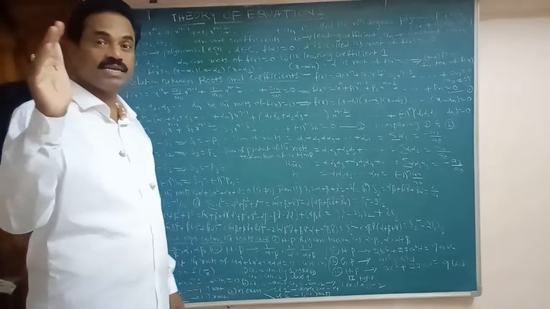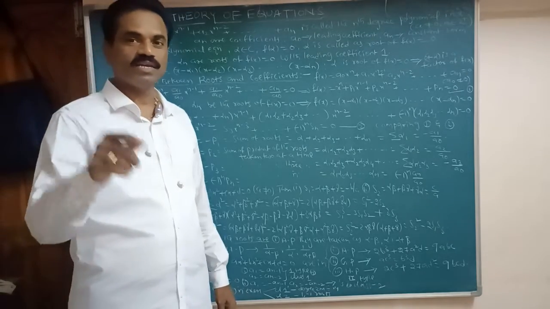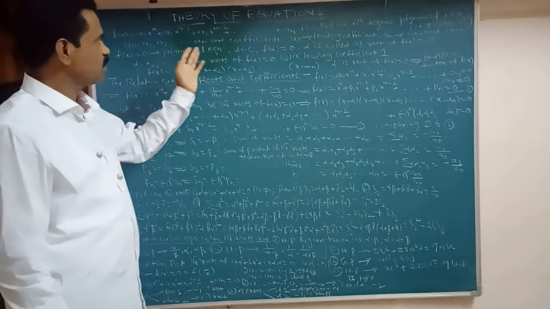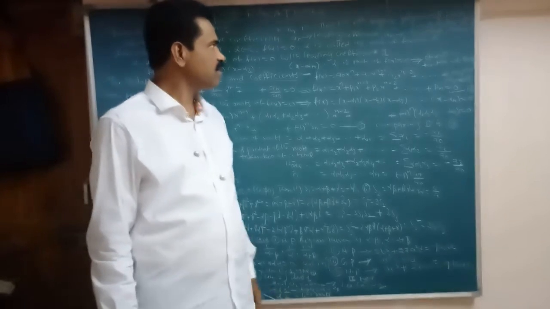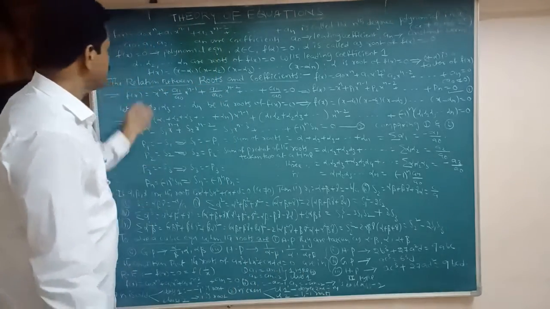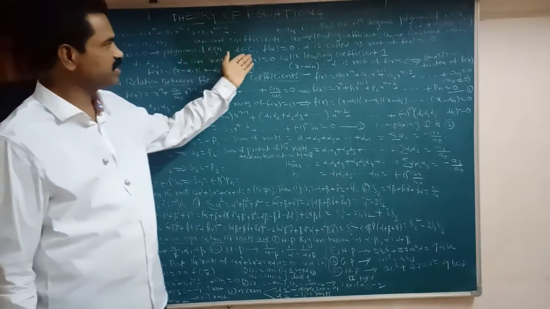So the degree is positive. So n is what here? A positive integer. Here a naught, a1, a2, ..., an are the coefficients, where a naught is the leading coefficient and an is the constant term. Here f of x equal to 0 is the polynomial equation.